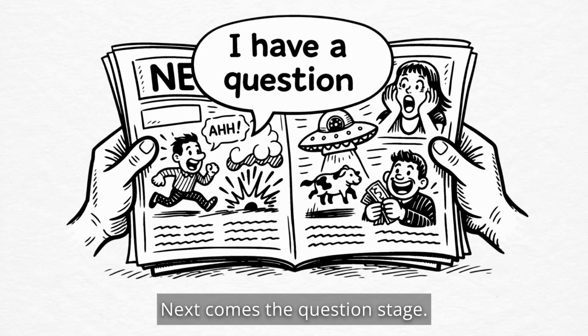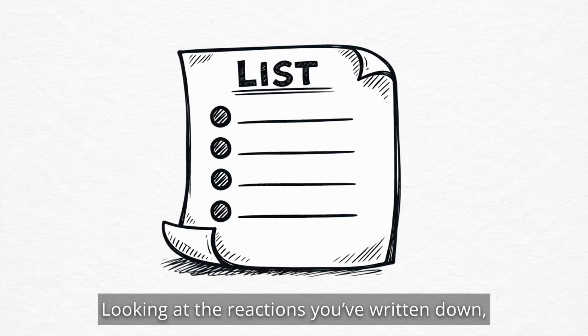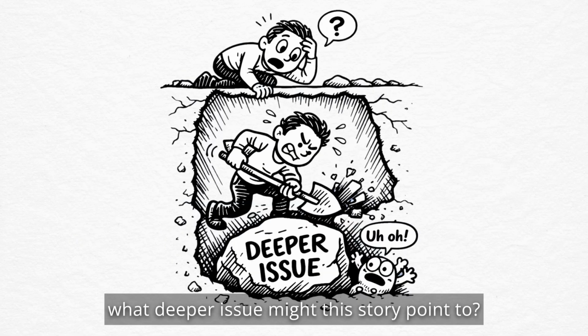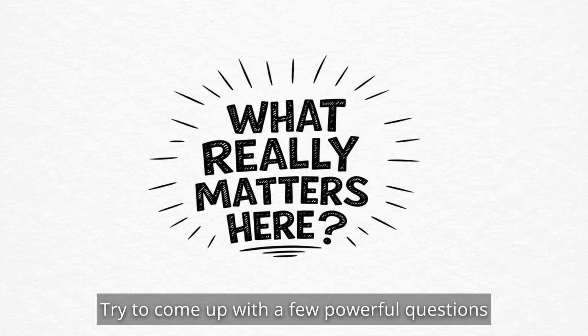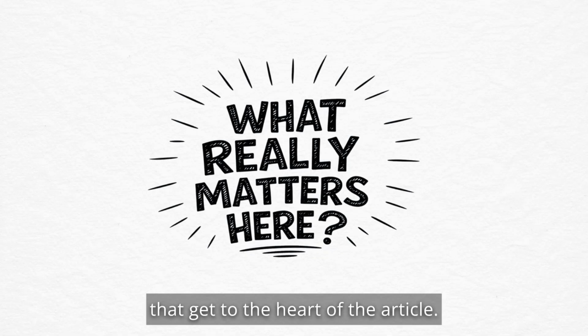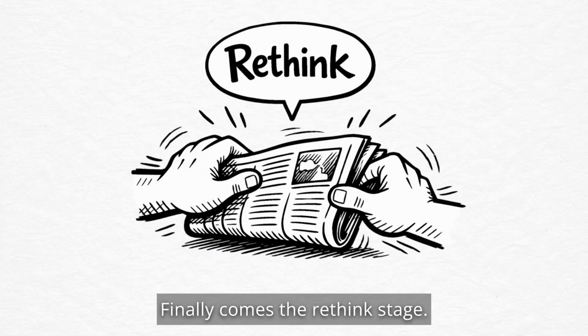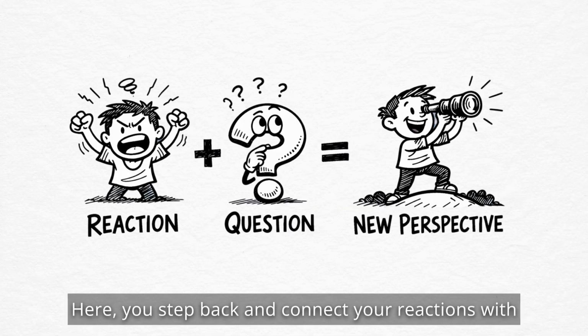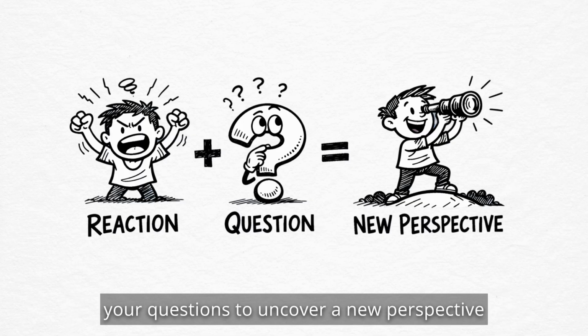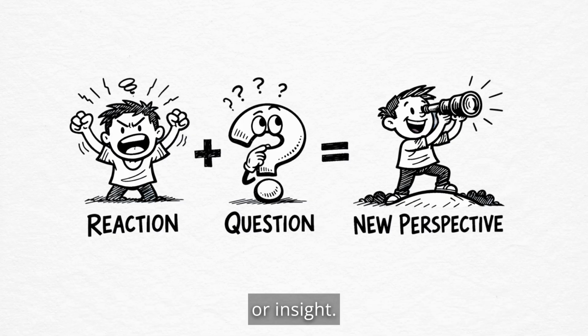Next comes the question stage. Looking at the reactions you've written down, ask yourself, what deeper issue might this story point to? Try to come up with a few powerful questions that get to the heart of the article. Finally comes the rethink stage. Here, you step back and connect your reactions with your questions to uncover a new perspective or insight.